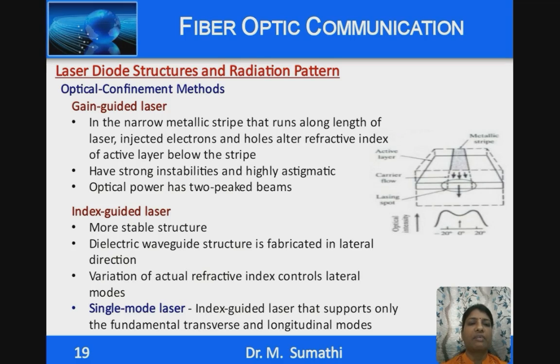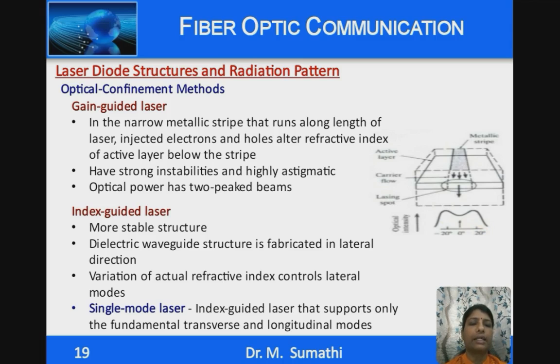For optical confinement in the lateral direction, the gain guided method. As you can see in the diagram, a narrow metallic stripe runs along the length of the laser, and electrons and holes are injected to alter the refractive index of the layer just below the stripe. This way the difference in refractive index is brought about and optical confinement is enabled. But these types of lasers have strong instabilities and are highly astigmatic. As you can see, the power has 2 peak beams.